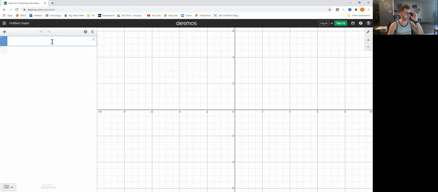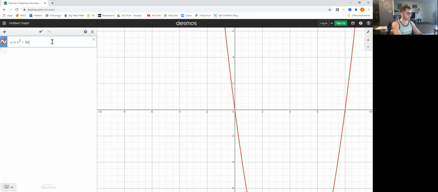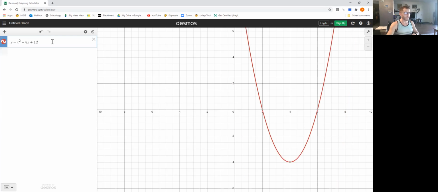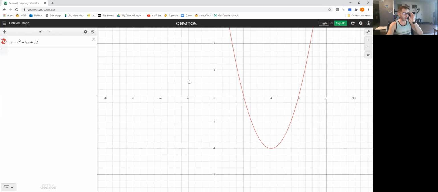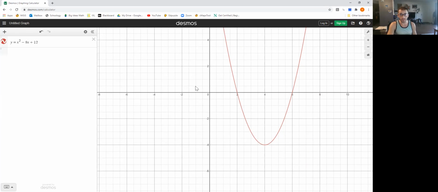And then we'll type in y equals, instead of 0 equals, x squared minus 8x plus 12. So here is this parabola. We want to know when y is equal to 0. That's what the whole equals 0 thing is, right? It's on one side of the equation.